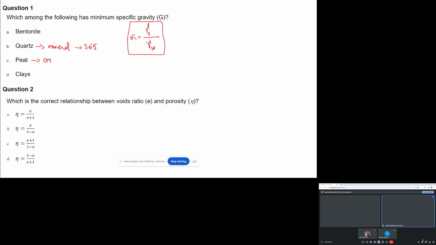Now, for quartz, generally the specific gravity will be 2.65. For clays, it varies from 2.6 to 2.8. Bentonite is slightly lesser, with a range of around 2.3, whereas peat will be around 1.7 maybe. So in general, the presence of organic matter in the soil will reduce the specific gravity of the soil as a whole. And if you consider peat, that is a heavy organic matter comprising only organic matter, its specific gravity is very low. So peat is the answer for this. Hope I am clear and hope you understand.